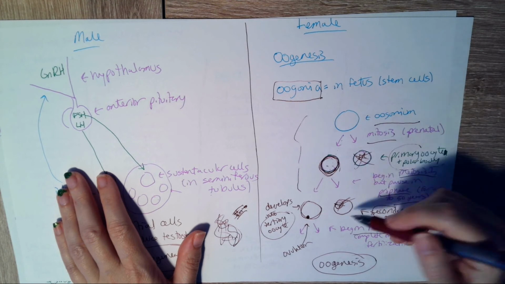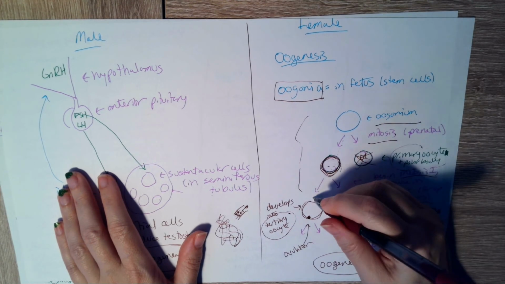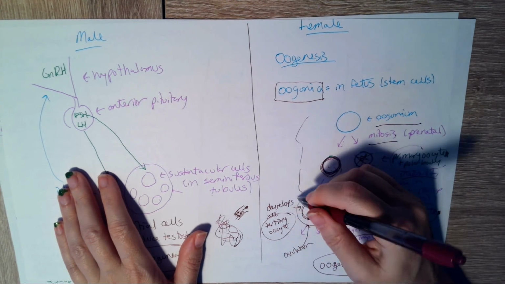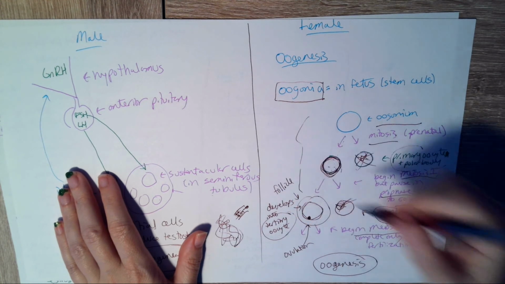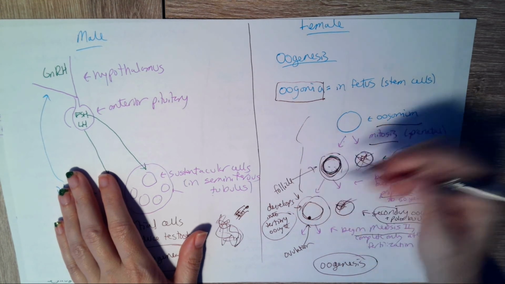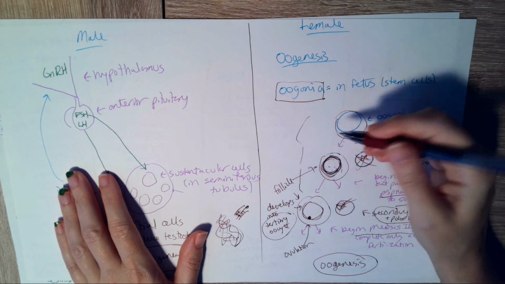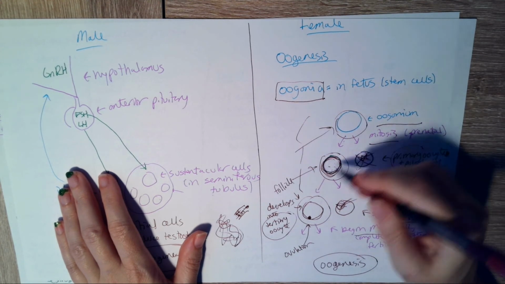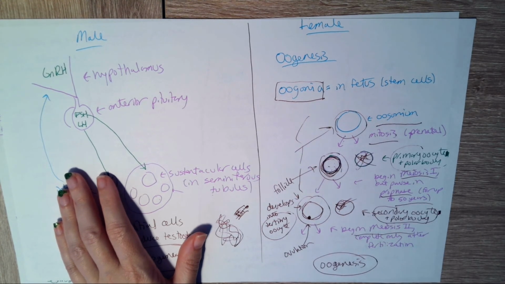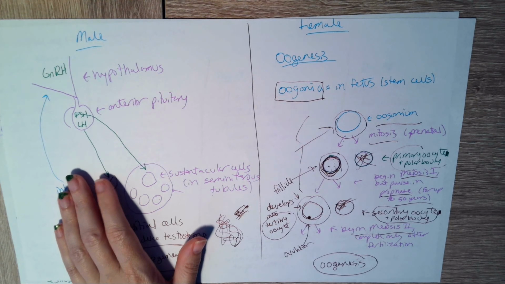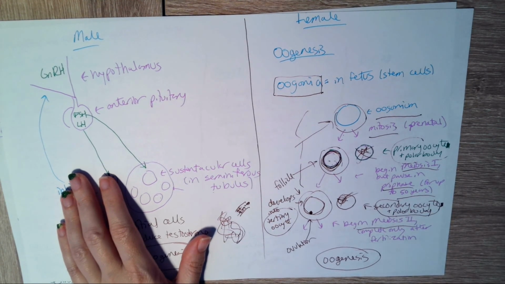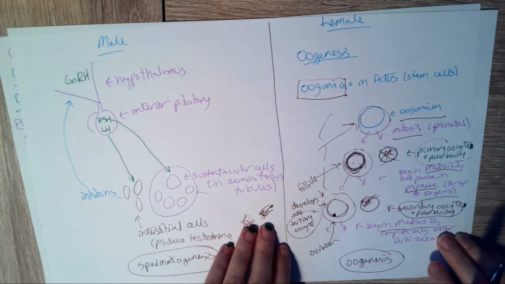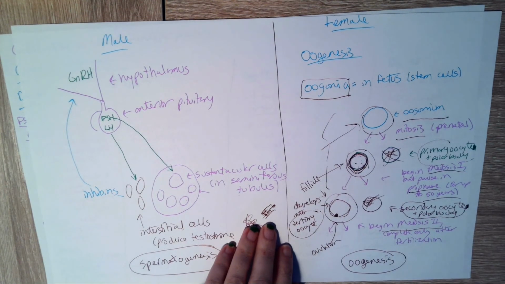Now, at all of these stages, these oocytes are going to be surrounded by follicles. So the follicle will be getting progressively larger. And there are cells that surround that follicle that produce estrogen. So that will be a big hormone in the female that is pretty important for regulating the female reproductive cycle.